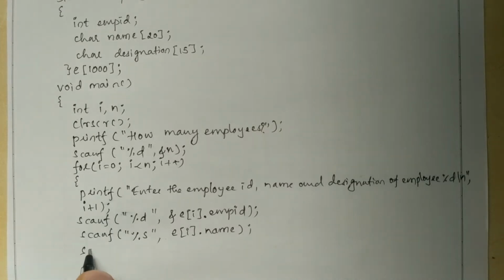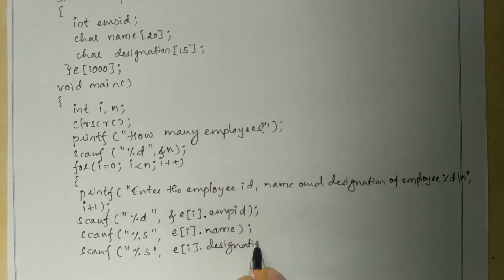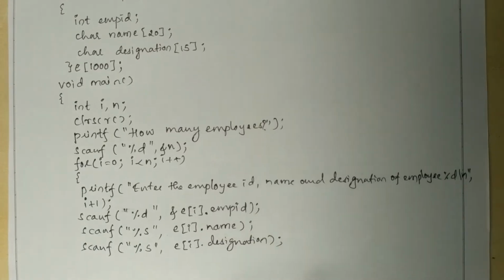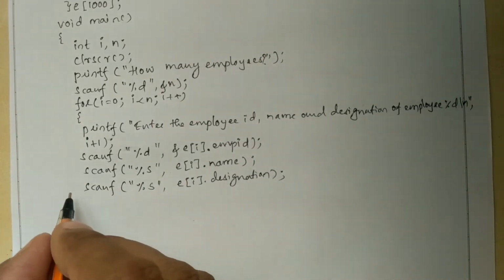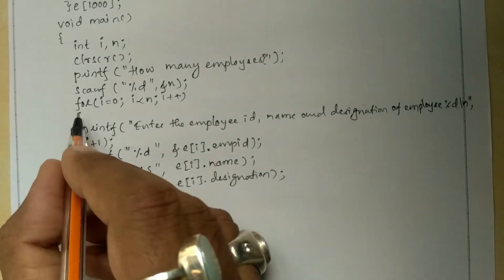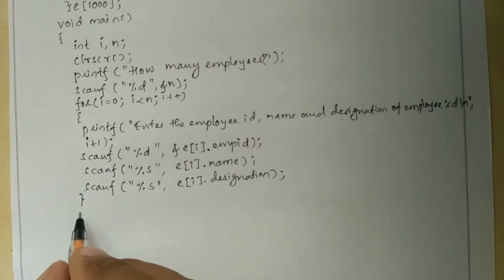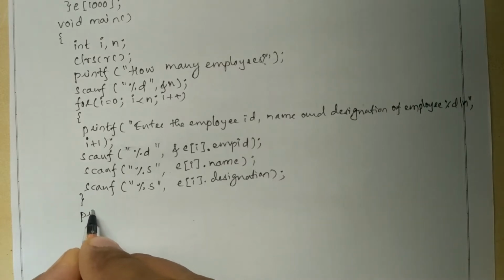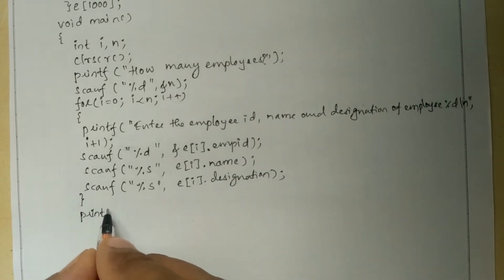semicolon. Next we are going to take the designation, that is also of type char, so hence we are going to use format specifier %s, and here I'll write e of i dot designation. Next we'll close this particular looping structure definition. Then we'll go for printing the entered information in a tabular format.